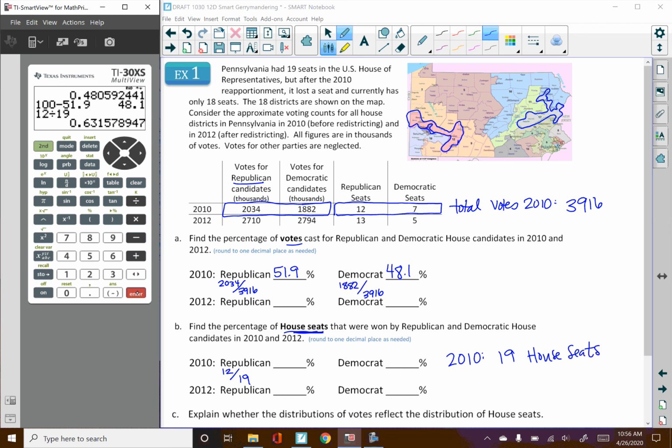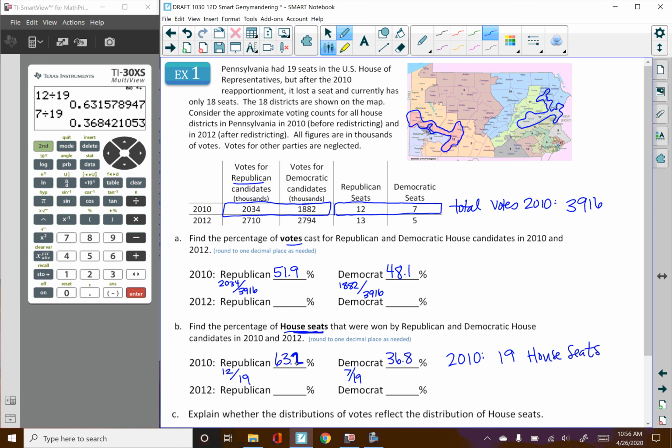That gives us 63.1%. And for Democrats, that was 7 out of 19. So 36.8. Oh, I should have rounded that to 0.2. Sorry. Watch your rounding, kids. Okay, so now we're going to switch over to those 2012 numbers.